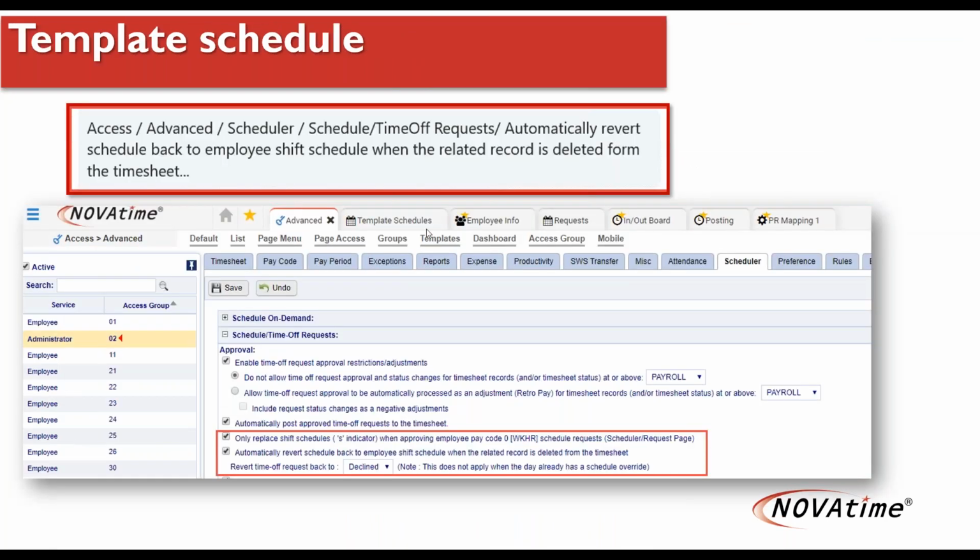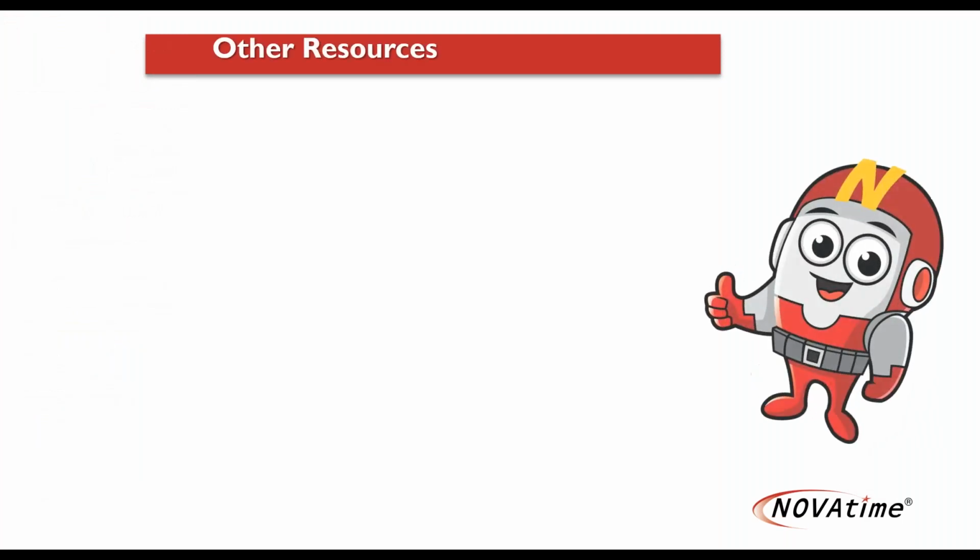And lastly, the scheduler. If your organization is using the scheduler, you want to have this feature right here enabled. What this does is if a time off is canceled or deleted, and your employees have specific shifts that they're assigned to, you want their standard schedules reverted back to the scheduler and their timesheets. So those are 3 items that I highlighted early, and I wanted to show everyone where they live.